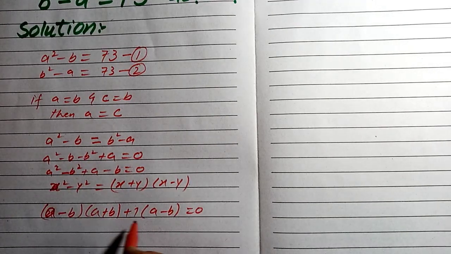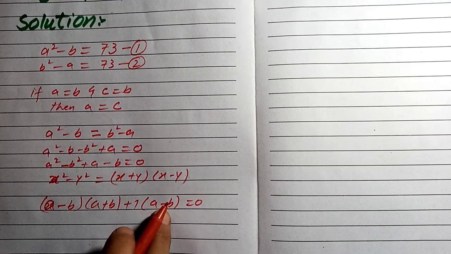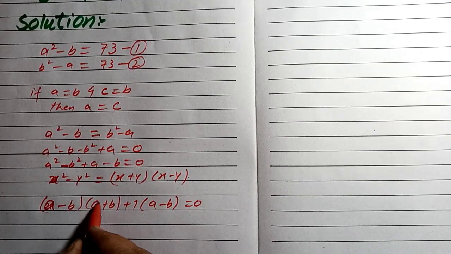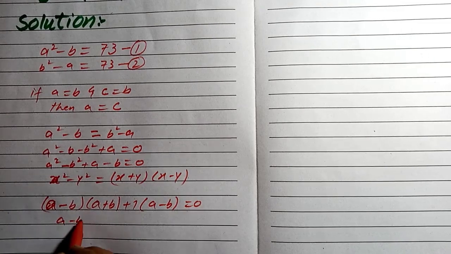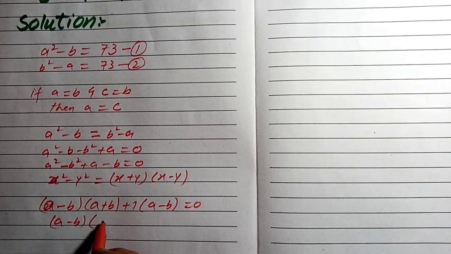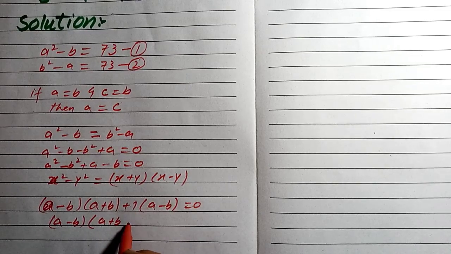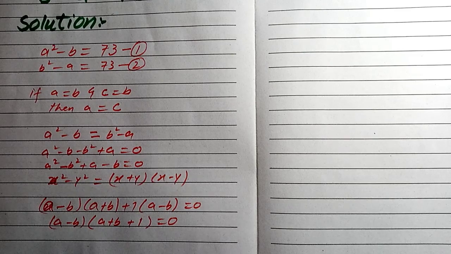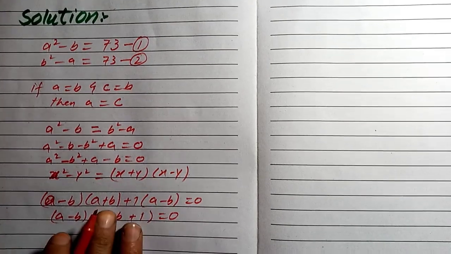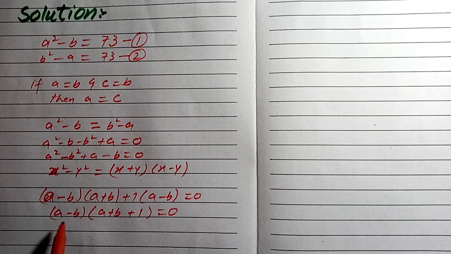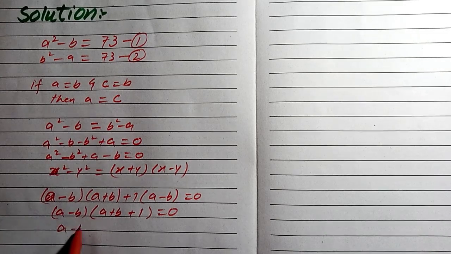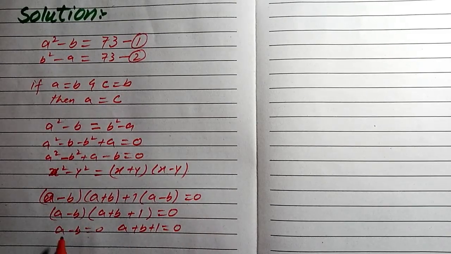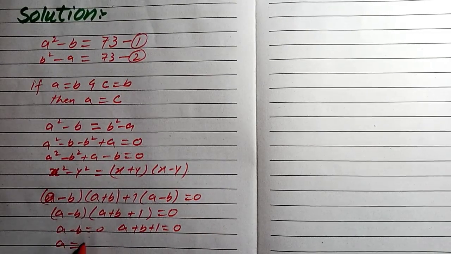Here we can take common a minus b from these two. Then this side is left with a plus b, and this side is left with plus 1, which is equal to 0. So we get two values: a minus b equal to 0 and a plus b plus 1 equal to 0. From the first, we get a equal to b.